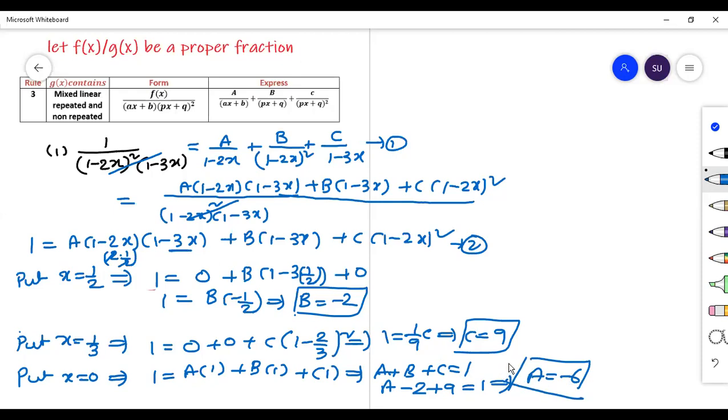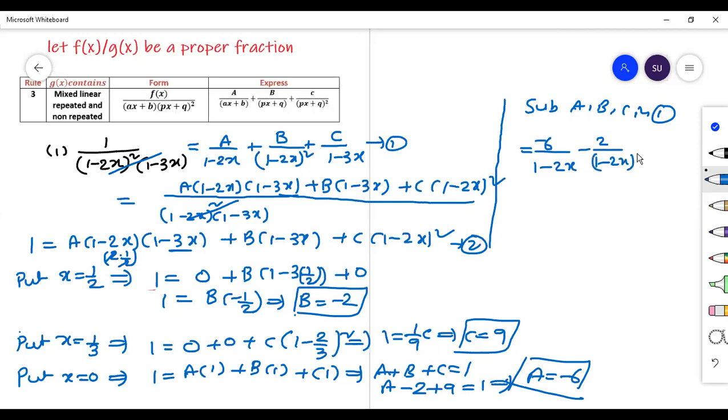Now substitute A, B, C in equation number 1. Directly we will get, I'm writing the right hand side, that is the answer. A by, what is A? Minus 6 divided by 1 minus 2x. B is minus 2, plus already is there, plus minus 2 by 1 minus 2x whole square, plus C is 9 by 1 minus 3x. This is the answer, and this is the way of resolving into partial fractions.